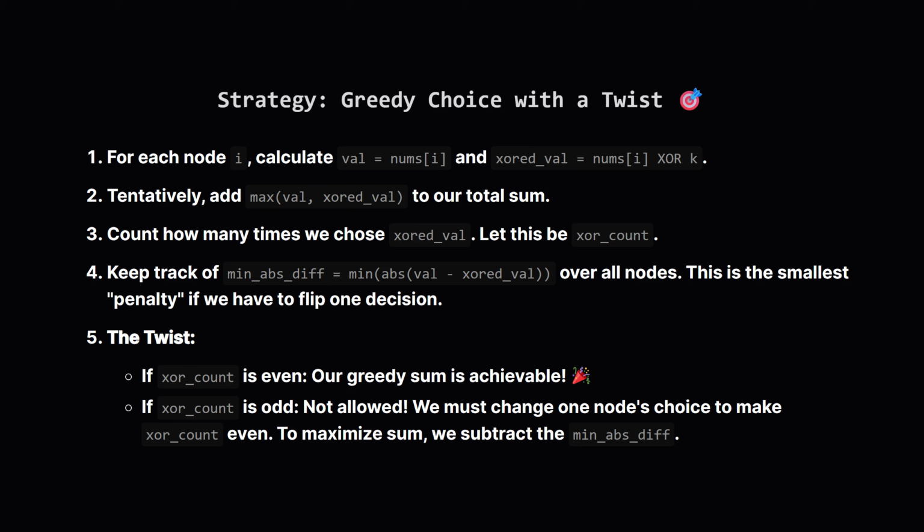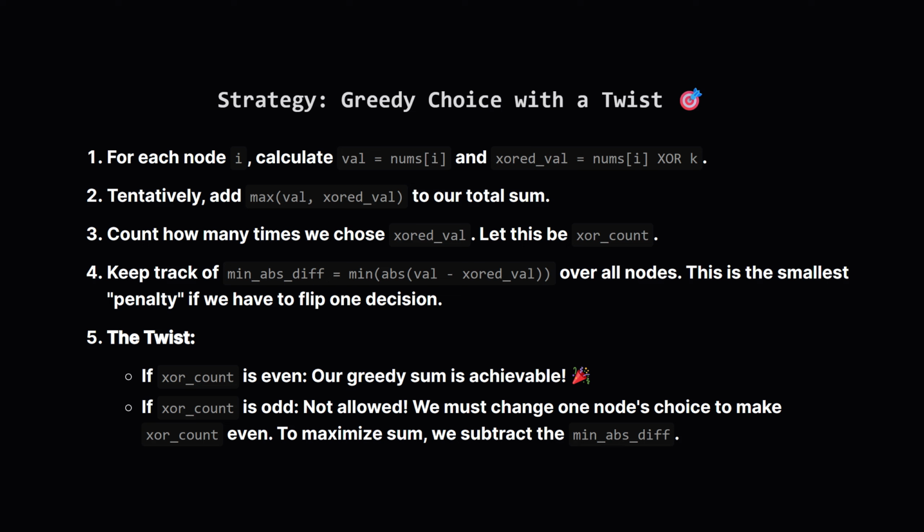Let's call this the XOR count. And, very importantly, for each node we calculate the difference between its original value and its XORed value. We find the smallest absolute difference among all nodes. This is like the smallest cost if we're forced to change our mind about XORing one node.